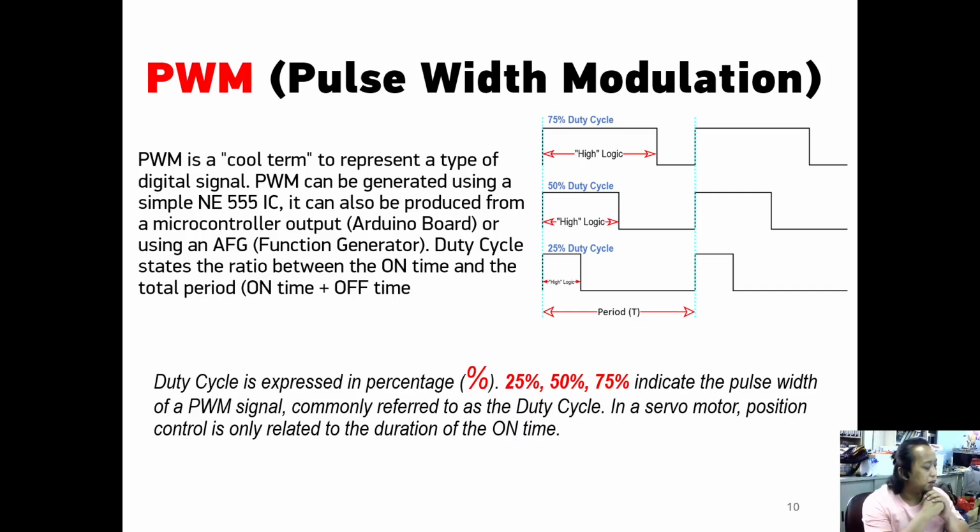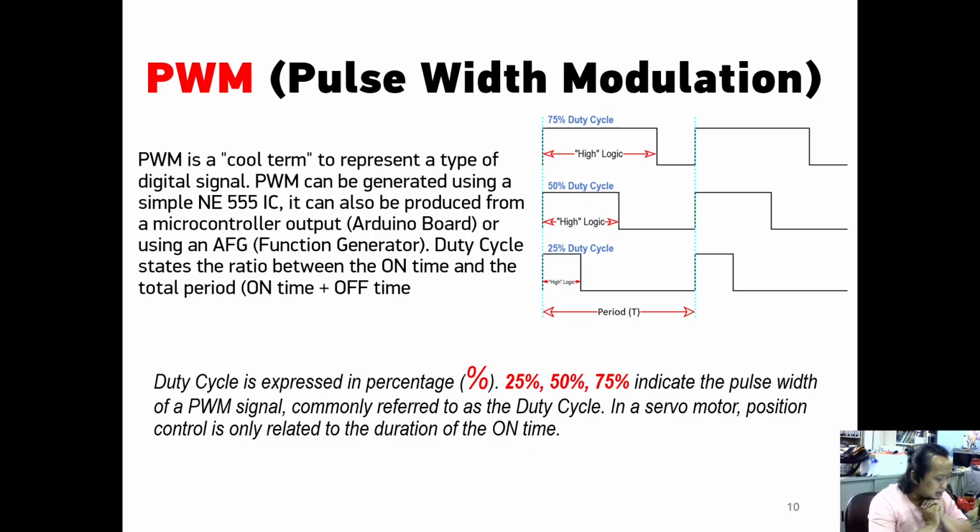And a little bit of theory about PWM, or pulse width modulation. PWM is a cool term to represent a type of digital signal. PWM can be generated using a simple IC like an E555. It can also be produced from a microcontroller output, an Arduino development board, for example, or using an AFG function generator.